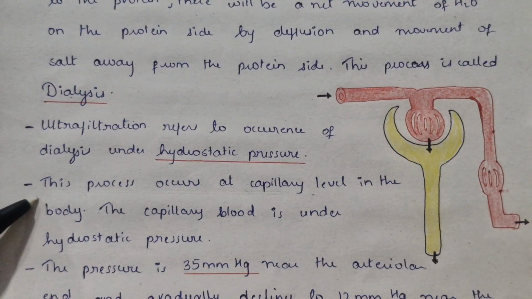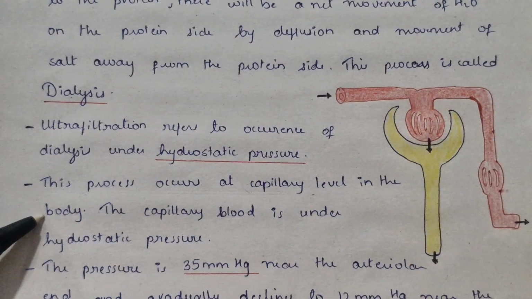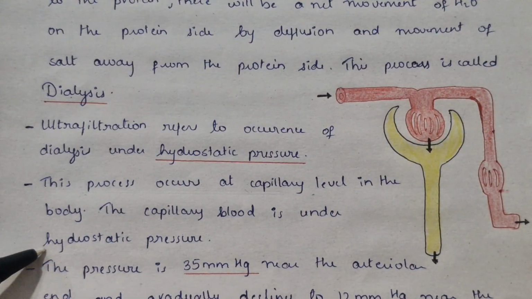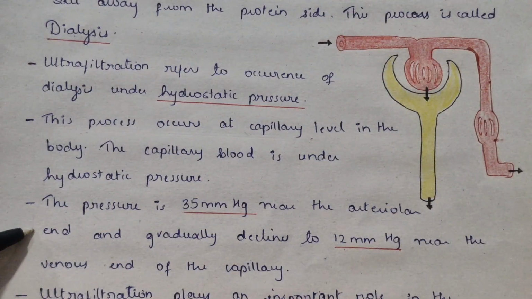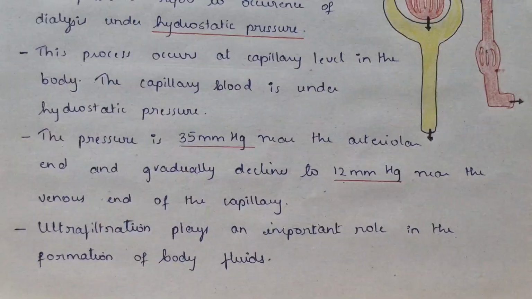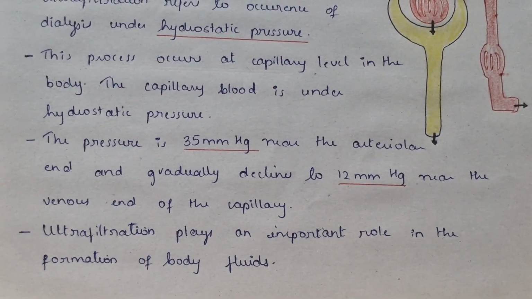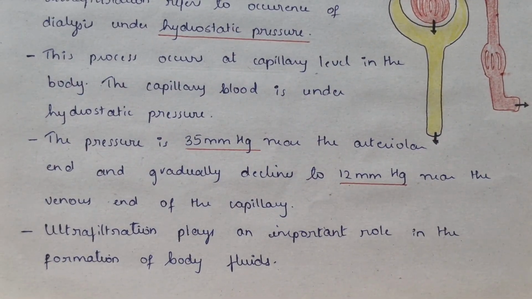This process occurs at capillary level in the body. The capillary blood is under hydrostatic pressure. The pressure is 35 mmHg near the arteriolar end and gradually declines to 12 mmHg near the venous end of the capillary. Lastly, ultrafiltration plays an important role in the formation of body fluids.